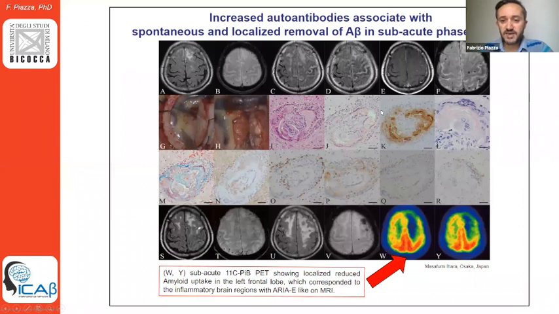Here is another very well described case that hopefully we will be able to describe and publish soon, where you can see in a very acute phase of the CAA-ri presentation, again in the same brain area where the ARIA-like imaging appears, there is a complete disappearance of the uptake of the amyloid PET tracer. Again, confirming that at least when you have an increased amount of antibody in the acute phase, it seems that the beta amyloid is massively removed.